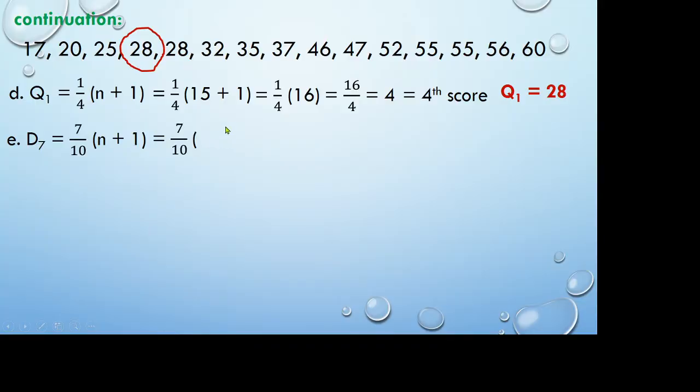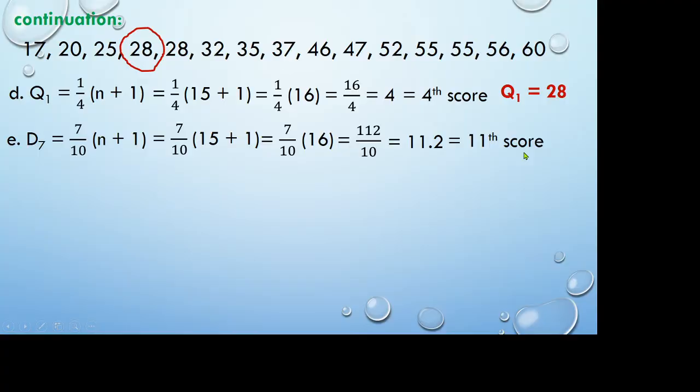Okay, so the same process. 15 plus 1 is 16 times 7, 112 divided by 10 is 11.2. Round. O, inaround natin kasi ang hinahanap natin is position ng score. So, makita natin kung pang ilan siya. So, pang 11. So, pang 11, bilangin natin. 1, 2, 3, 4, 5, 6, 7, 8, 9, 10, 11. So, siya ay 52. So, therefore, ang D sub 7 ay 52.